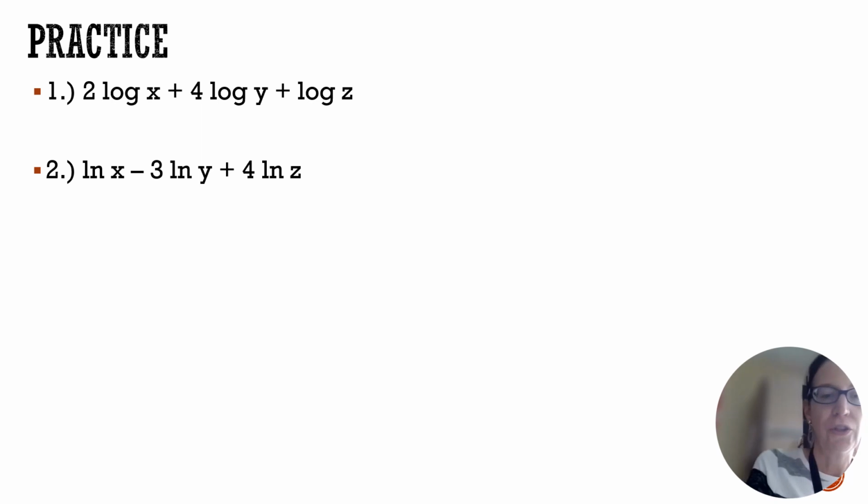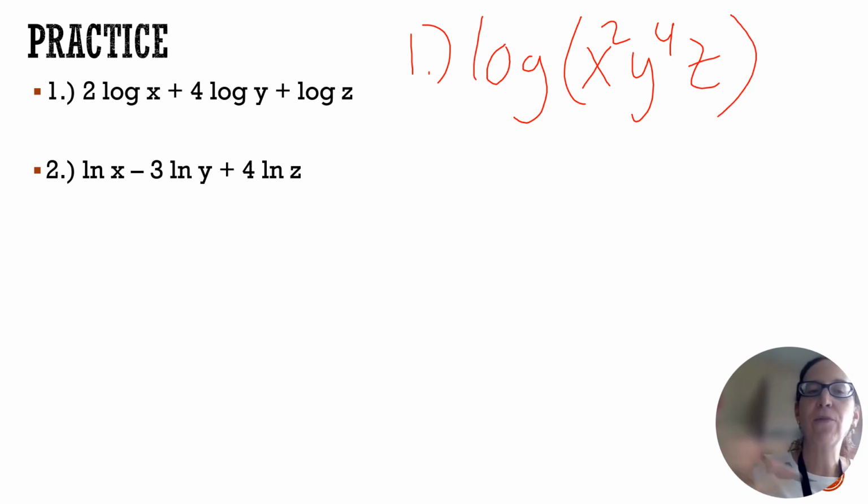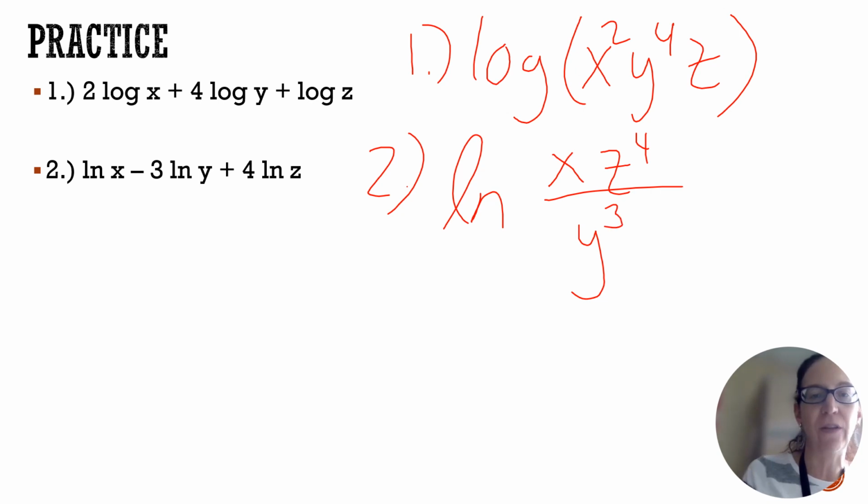All right. So if you are following along at home, this first one would be log of x squared y to the 4th z. And then remember, if you don't see a base on the log, it's a base 10 log. It's what's called a common log. And then the second one would be natural log, and then we'd have x and z to the fourth in the numerator. And then because the y was being subtracted, that's going to land itself in the denominator. So we'd have y to the third.